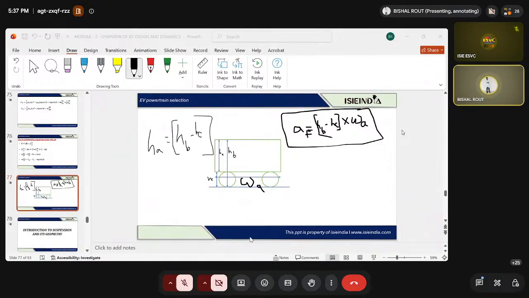I've converted them into meters because all the values have been given in mm. First I'm calculating in mm, then I will convert it to meter square, right? Then the mass density of air is merely constant. The radius is also given. Again, the radius is not given.